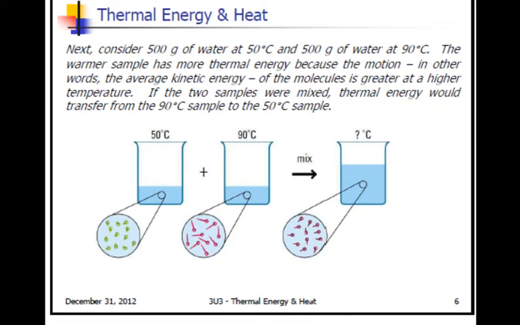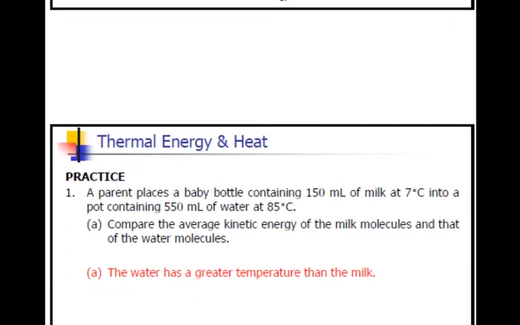But let's consider if we have 500 grams of water that's 50 degrees Celsius, and 500 grams of water that's 90 degrees Celsius. Well, the 90 degrees Celsius water has more thermal energy, and when we mix them, there's going to be a transfer of energy from the 90 Celsius water to the 50 Celsius water. And it'll end up where the temperature of the mixture will be somewhere between 50 degrees Celsius and 90 degrees Celsius. But we'll have to do some mathematics to determine what the actual number would be.